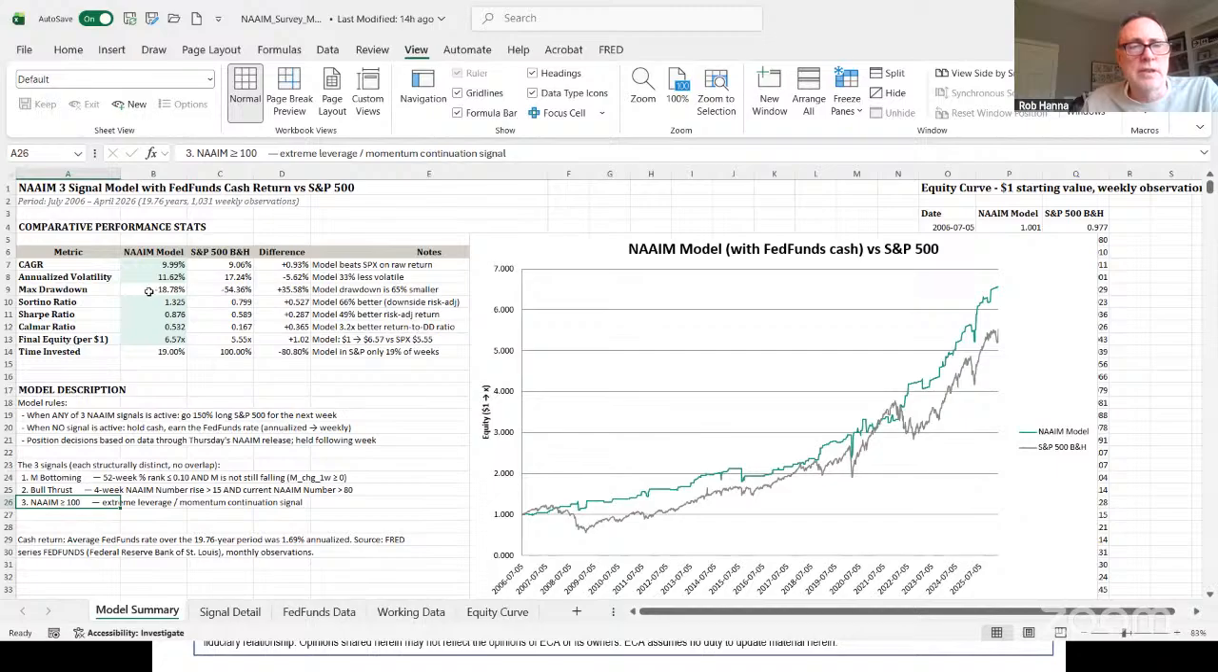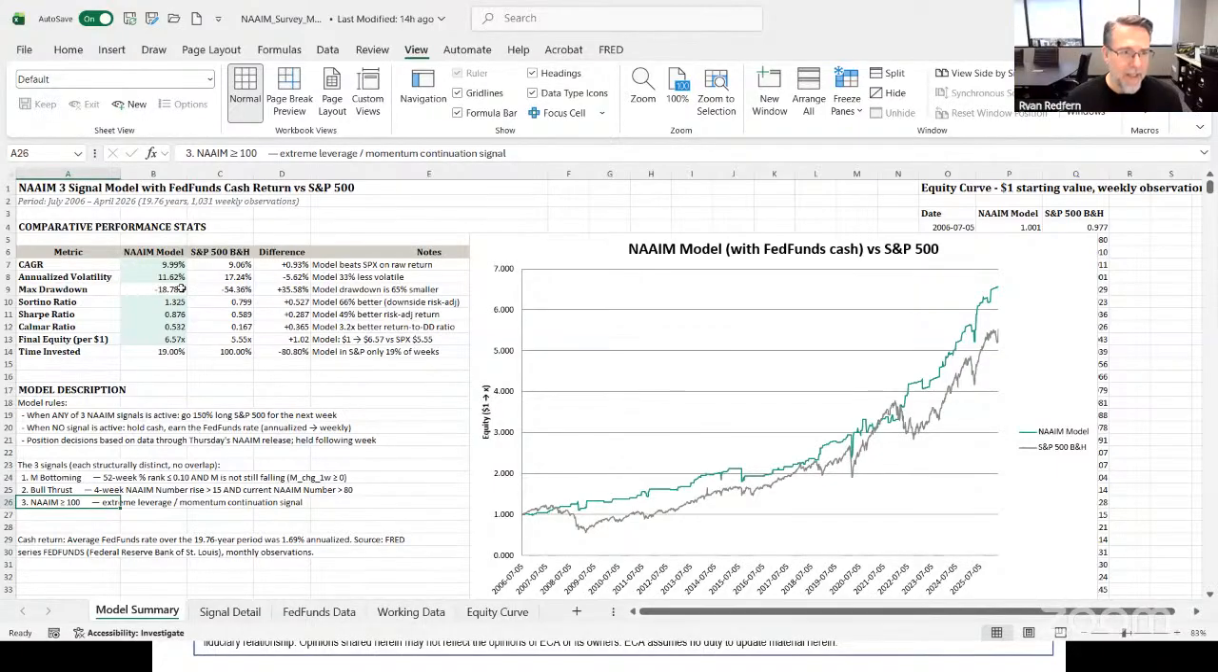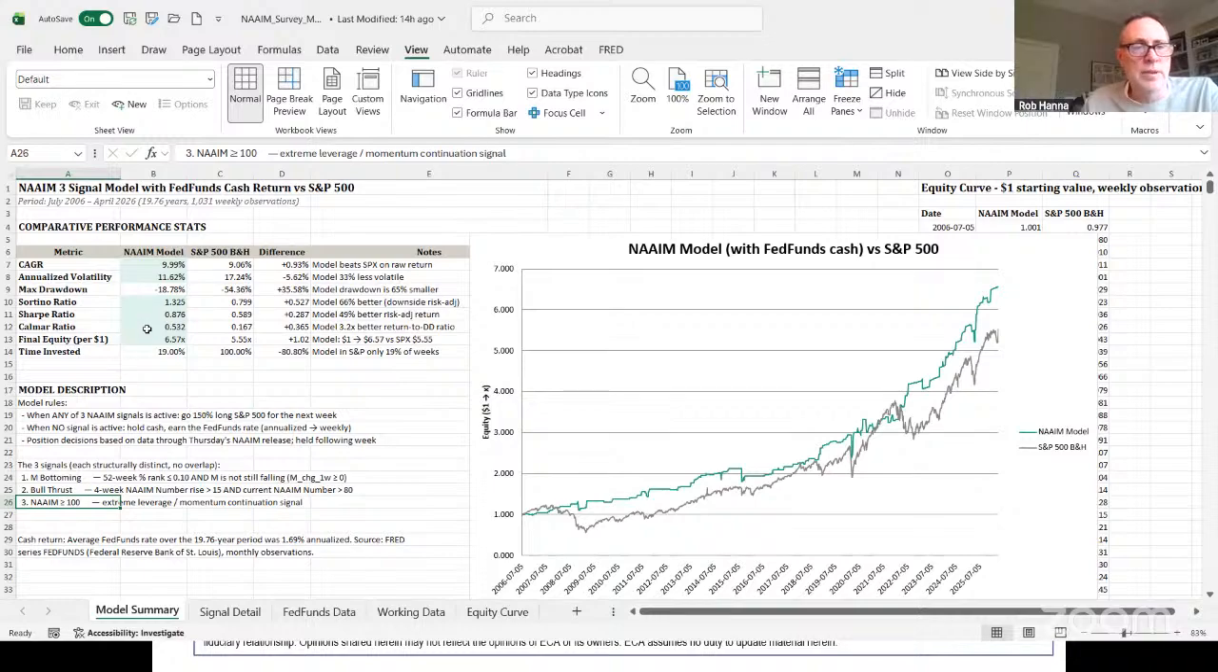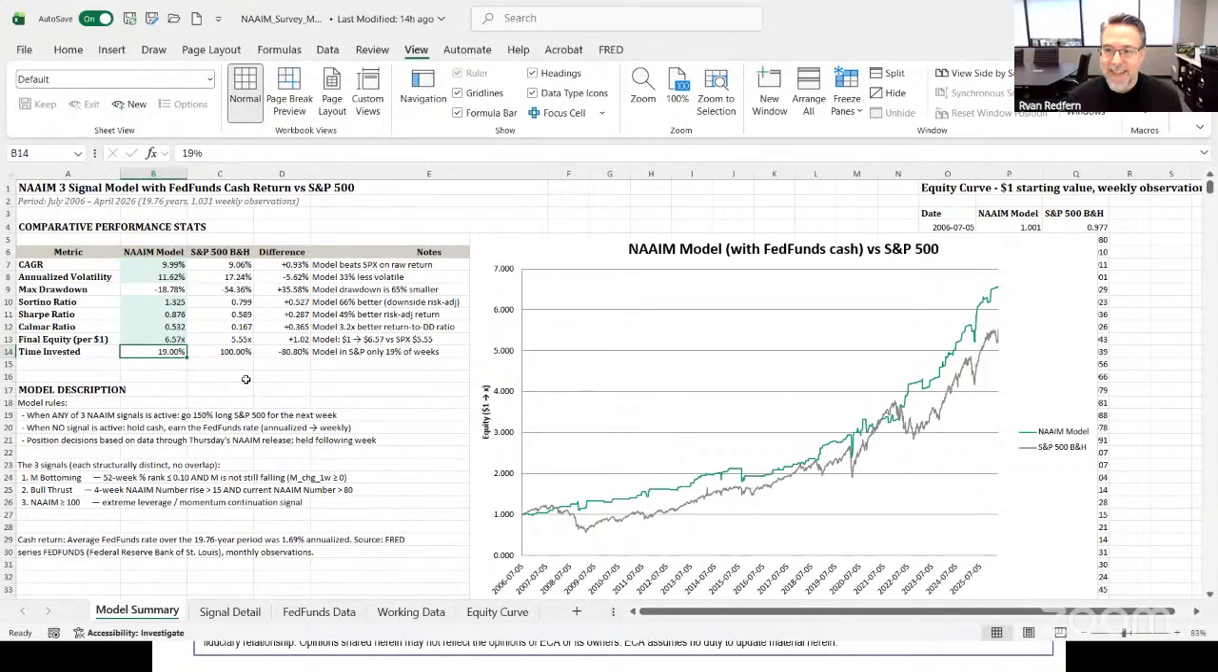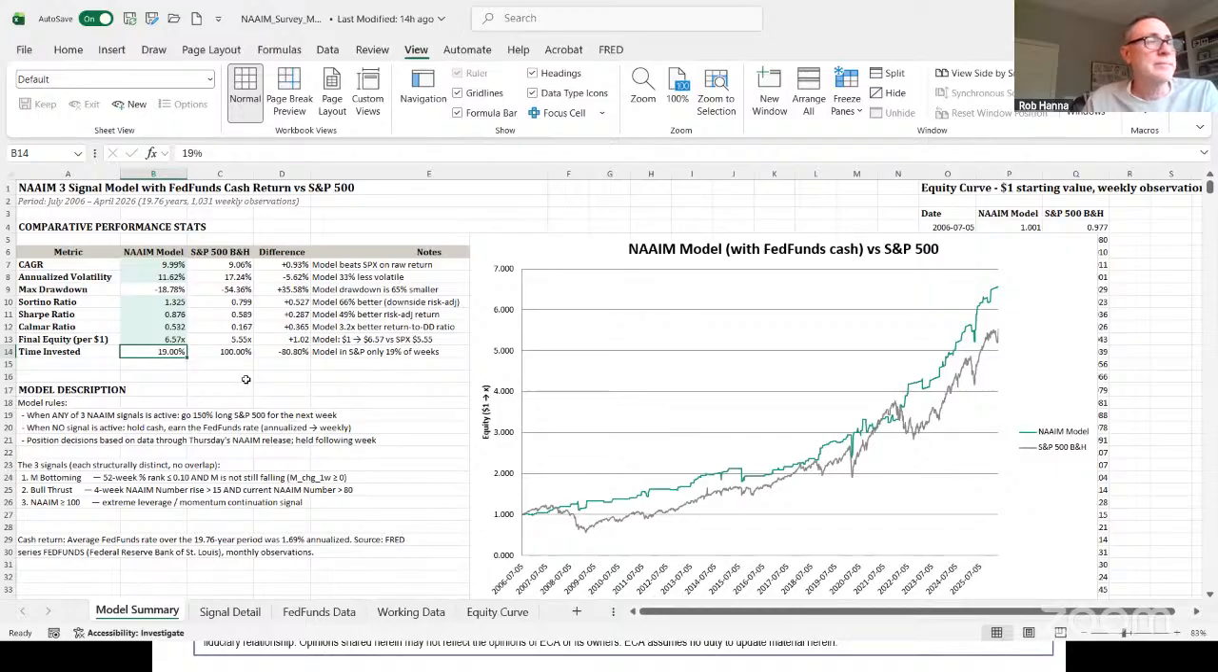Your drawdown is significantly lower, right? 19% versus 54. Better Sortino, better Sharpe ratio, better Calmar. And obviously your final equity is bigger and you're only at risk less than 20% of the time. That's wild.